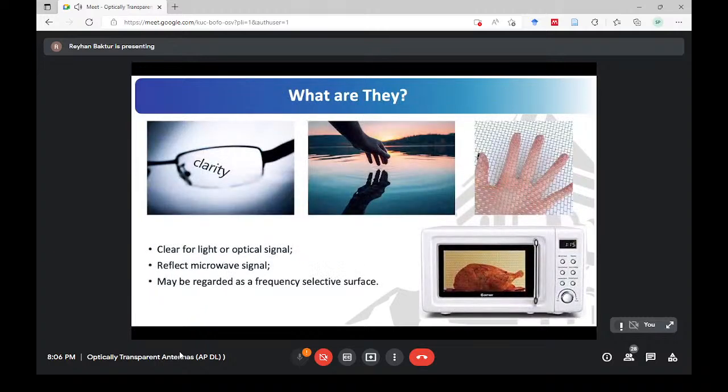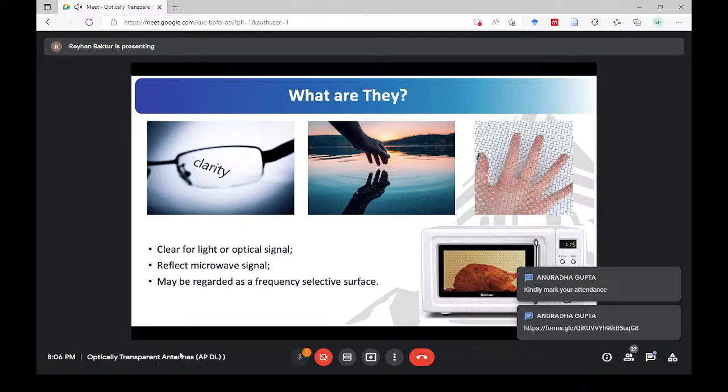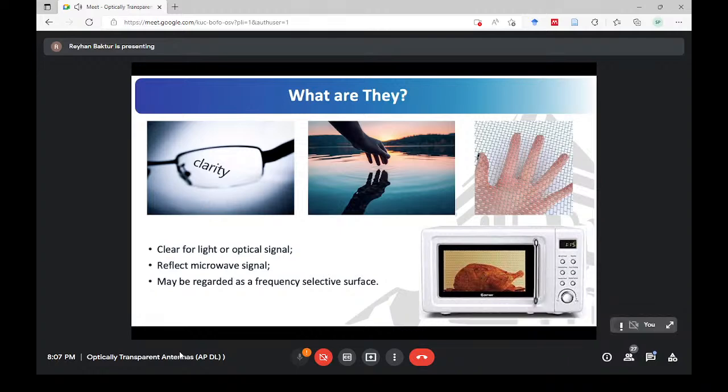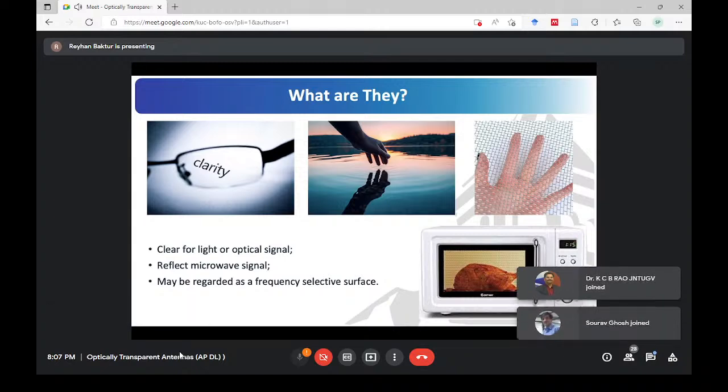All right, so what are they? They can be called clear antennas, clear to light or optical signals. But when we talk about antennas, most of us are talking about RF antennas, microwave antennas. We're not doing optical antennas. Therefore, for these transparent antennas, the transparent material has to be reflective and conductive for microwave signals. That's why we can make them into a radiating object.